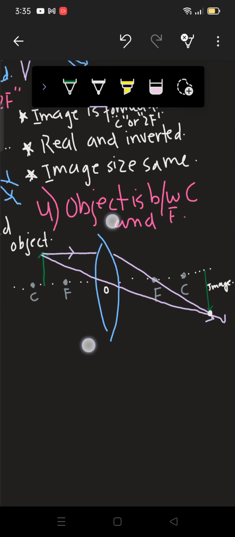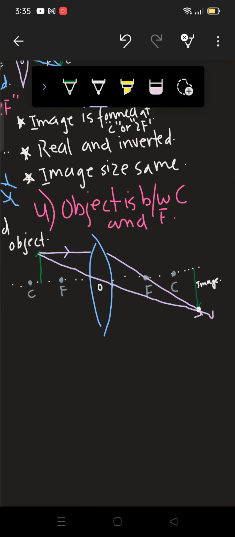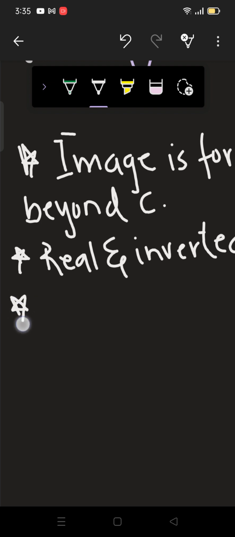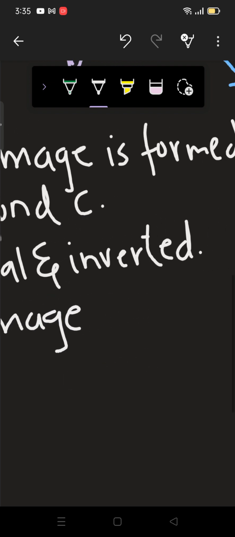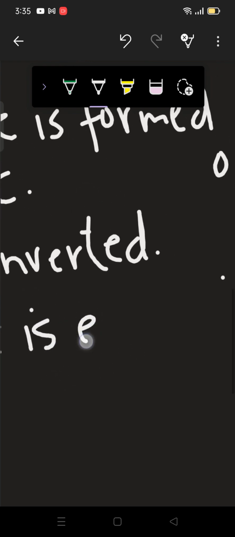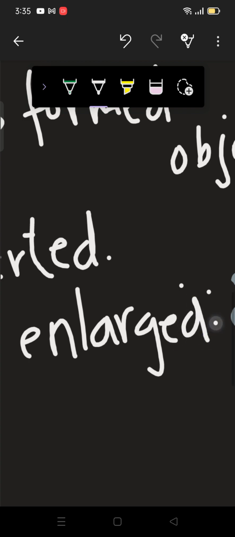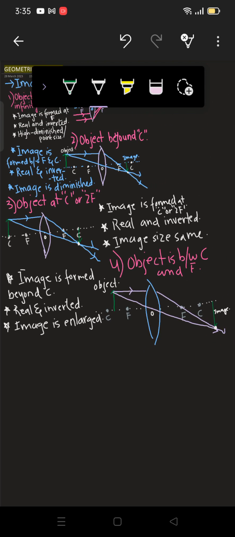Thirdly, the size. As you can see, the object size is smaller than the image size. As you can see, the image size is much bigger than the object size. So the size of the image would be enlarged. Image is enlarged. Alright, so we have discussed the fourth condition as well. Let's go to the last condition, which is the fifth condition.